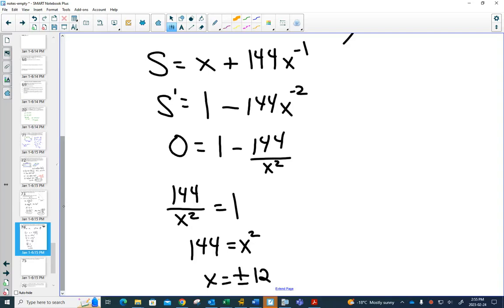But in this case, we have two possibilities. Does this mean that they're both minimums? No. One could be the minimum, and one could be the maximum. Or maybe they are both minimums. That's what we have to find out.